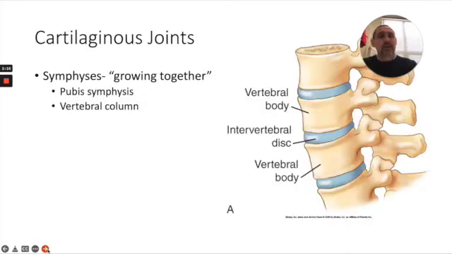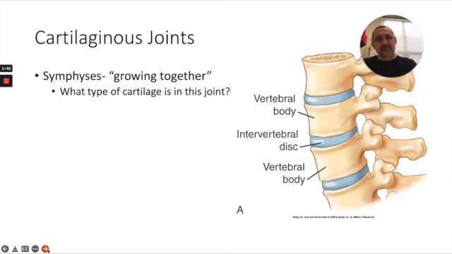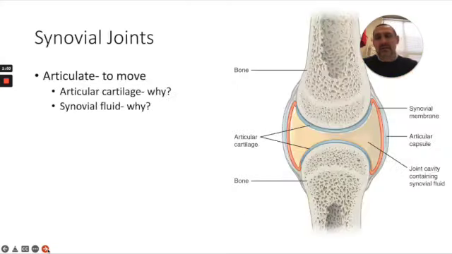Cartilaginous joints are a cartilage sandwich: bone, cartilage, bone. So these would be things like your spine or the pubic symphysis, where the two pubic bones join in your pelvis. This does allow some movement. There's some movement in your spine. It can be a little flexible, but it's not freely moving. So symphysis just means growing together. Symphony, like music sounds together. Growing together. So in between these joints is fibrocartilage.